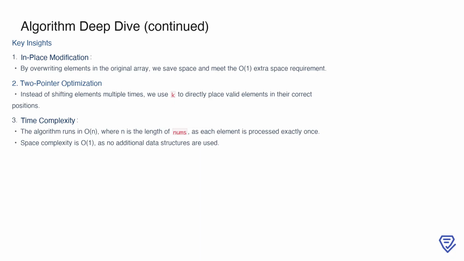Second, the two-pointer technique ensures that elements are only processed once, avoiding unnecessary shifts and making the algorithm faster. This optimization is particularly helpful because it allows us to directly overwrite invalid elements with valid ones. As for time complexity, the algorithm runs in O(n), where n is the length of the array, since each element is visited exactly once. Together, these space and time efficiencies make this approach well suited for the problem.